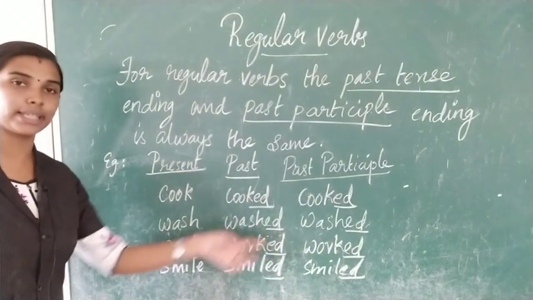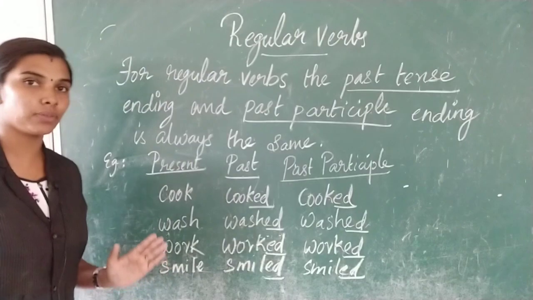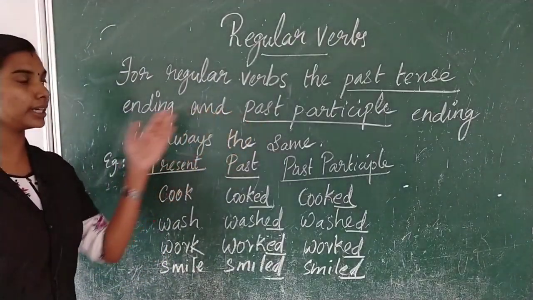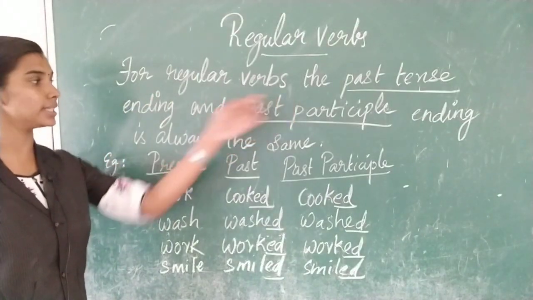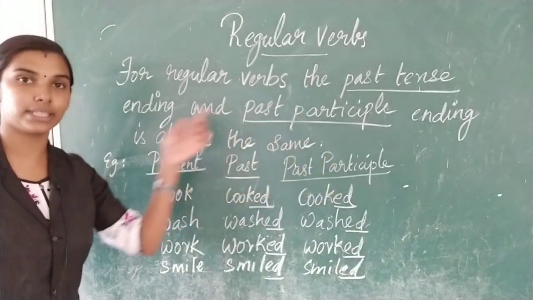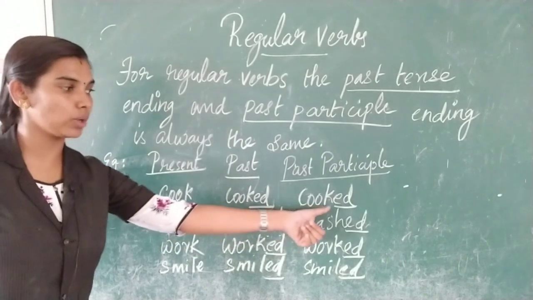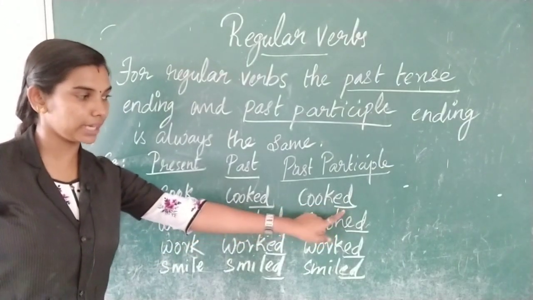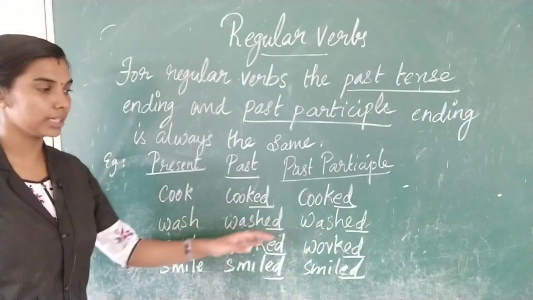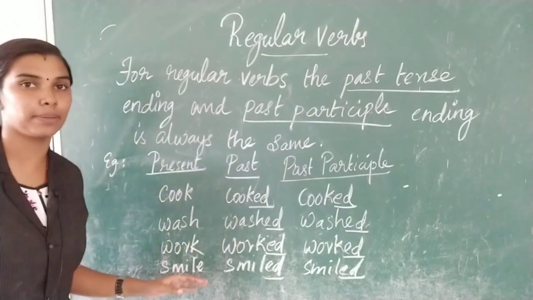So these are all examples for regular verbs. Why? Because here in regular verbs the past tense and past participle tense ending is always the same. Here the ending is ed and also in past participle the ending is ed. Here it is always the same.